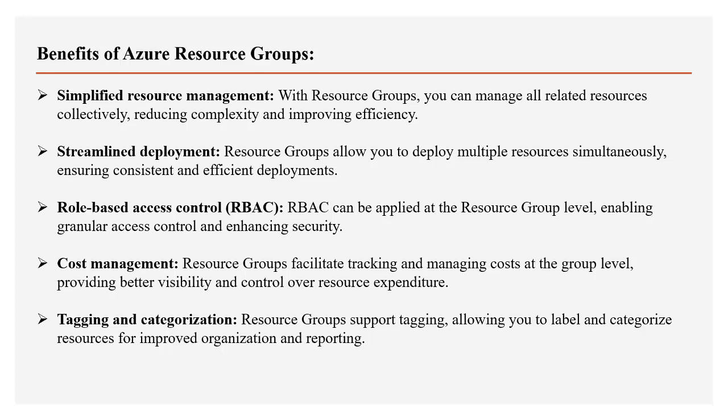Tagging and categorization. Resource groups support tagging, allowing you to label and categorize resources for improved organization and reporting. If we create one resource group for the sales department, one for the development team, and one for production, then with the help of those resource groups we can easily find out the expenses along with the reporting of how it's going. It is very helpful for the organization to understand whether the resource group is going in the right direction, or whether we need to upscale or downscale it. That is very helpful for them.